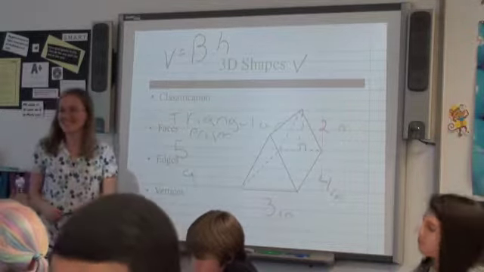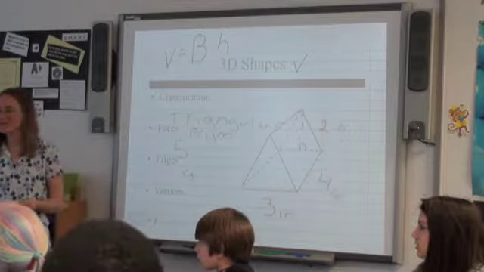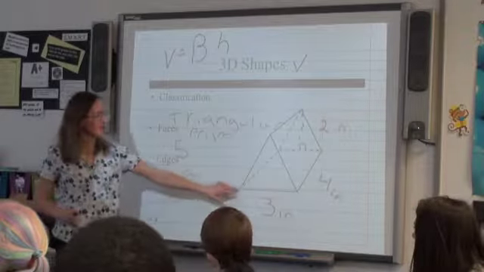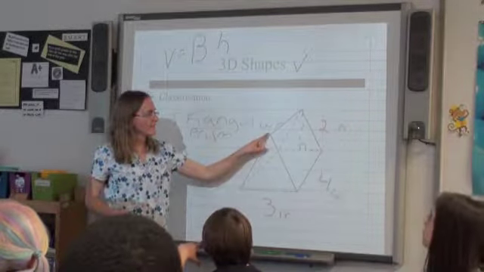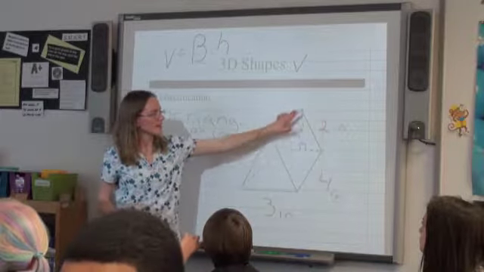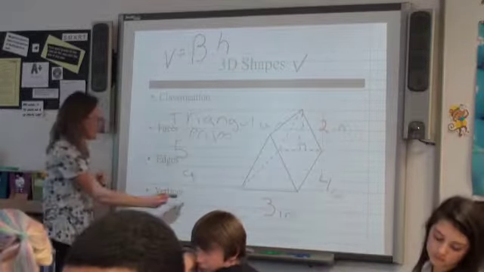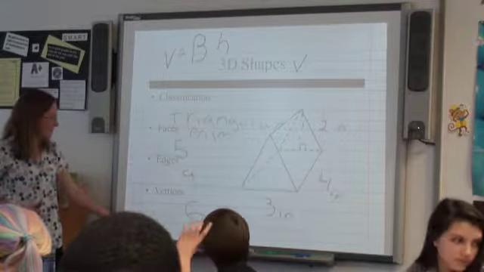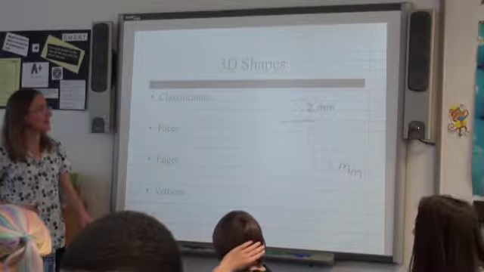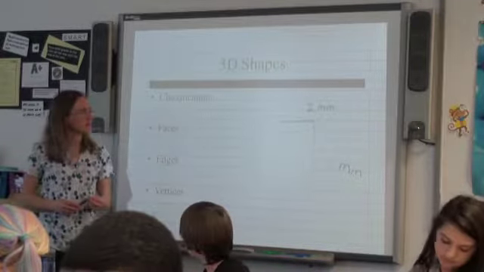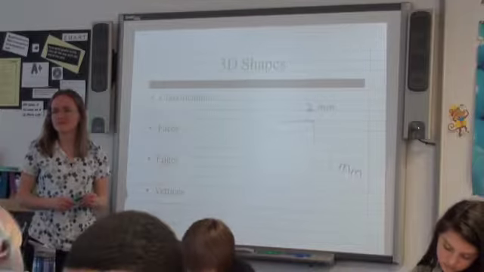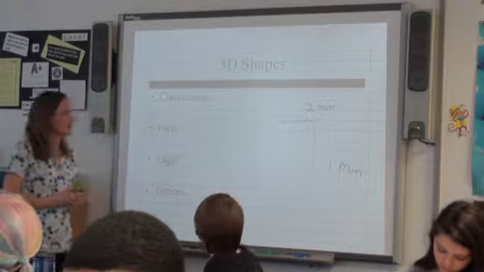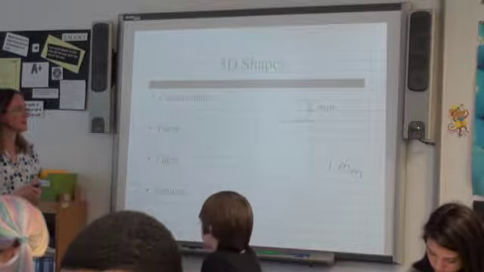And vertices. 6. So we have 3 on this triangle and 3 on this triangle. This one is kind of hiding behind that line. But yep, there's 6. Alright, and the last shape we got today is a, what is that? What shape is this called? The cylinder. Sawyer? A cylinder, you're right. That is a cylinder.